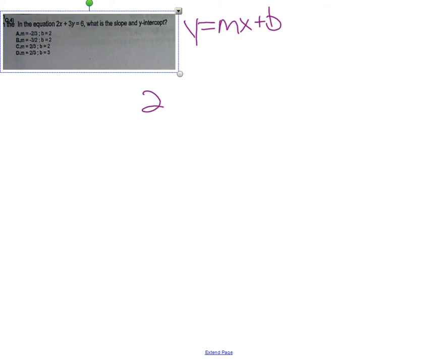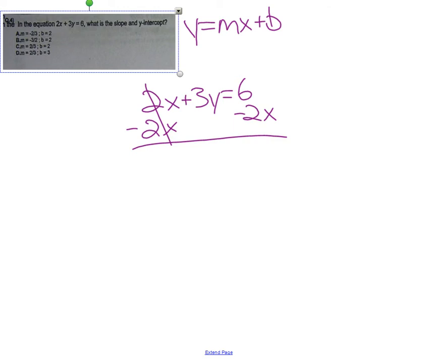So what we need to do is rearrange this. Remember, before we get rid of the times 3, we need to move what? We need to move 2x. How do we move positive 2x? We take it away. So this is going to cancel out. So we have 3y on one side, negative 2x plus 6 on the other side.